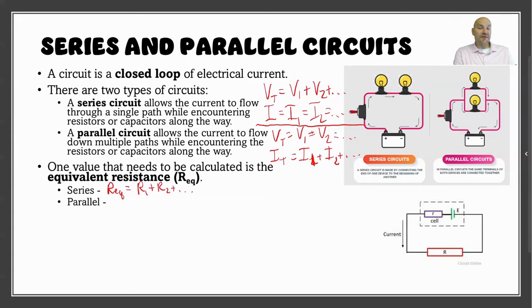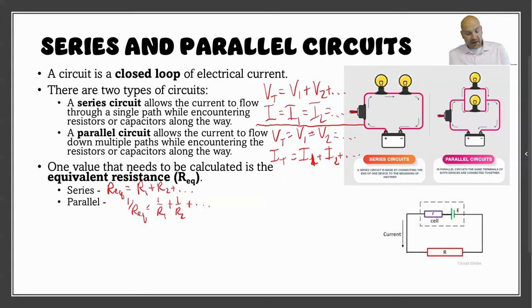The parallel circuit is a little bit different because it's going to focus on the inverse. You do 1 over R1 plus 1 over R2 plus 1 over R3, depending on how many resistors you have in the circuit. Something to note: for series, your equivalent resistance is always going to be greater than the largest resistor, and for parallel, it's always going to be smaller than the smallest resistor.